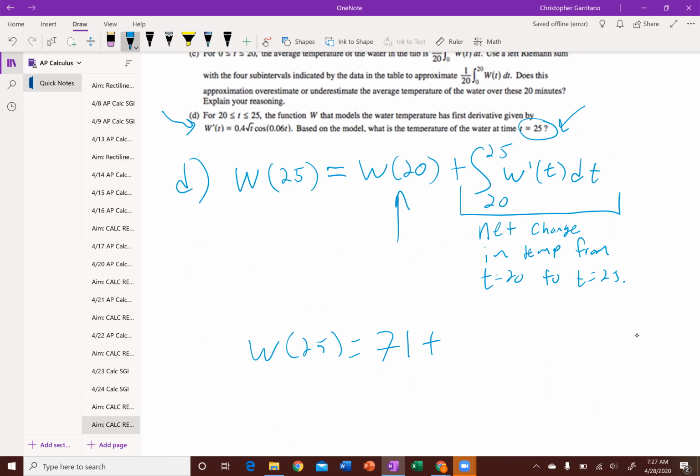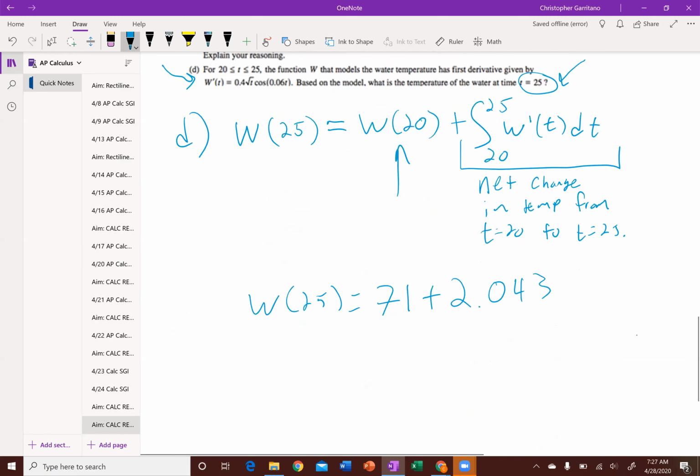You would see that the definite integral stated here ends up being 2.043. What that means is from t equals 20 to t equals 25, the water temperature increased by 2.043 degrees Fahrenheit. All right, and so at this time, the water temperature is 73.043 degrees Fahrenheit.